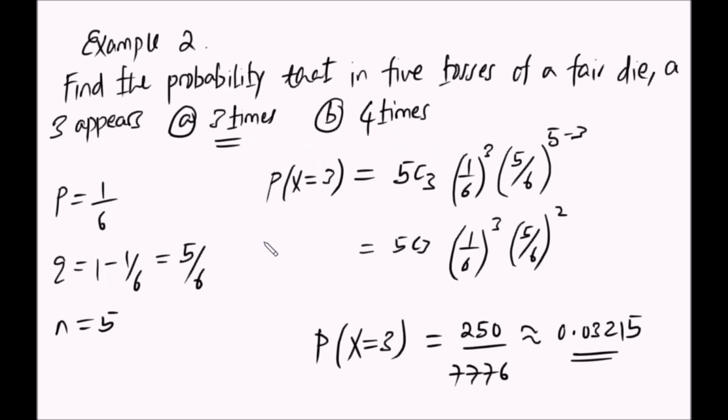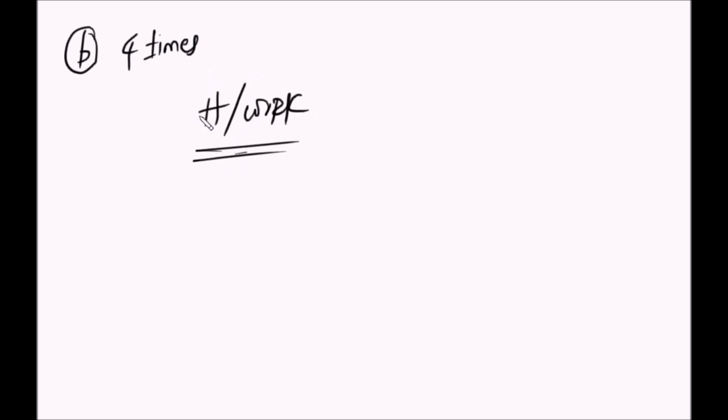So hii ni part A. Part B anasema 4 times manake ni hivi. So I give you this as homework. Part B is homework. So fanya hii hapa. Part B anasema find the probability that the 3 will appear exactly 4 times. Remember the die is tossed 5 times. So this is your homework. Let's see example 3.